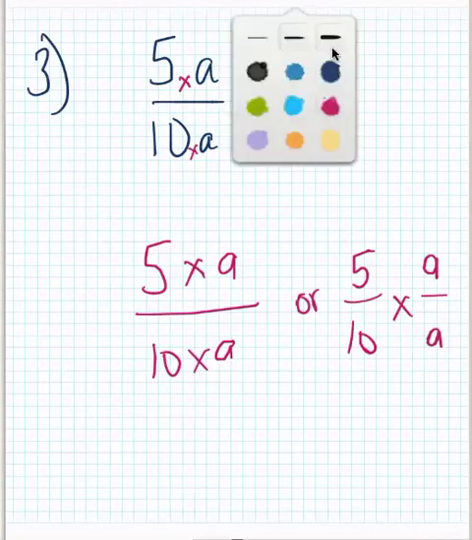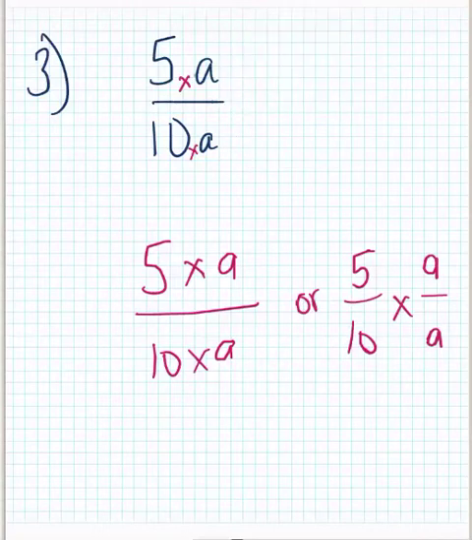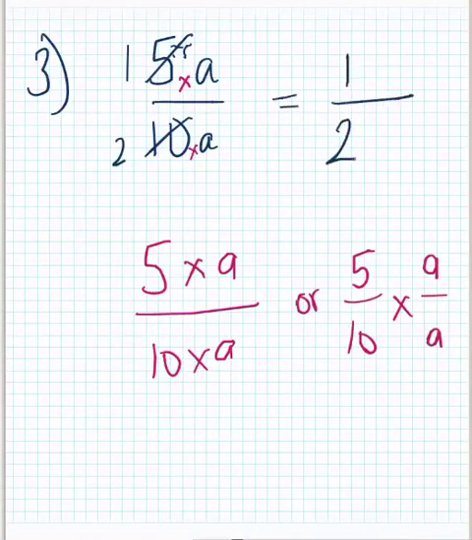Okay, so now to simplify this, we simply start with our numbers. So 5 and 10, what's the factor of 5 and 10? The highest factor I can think of is 5. So 5 divided by 5 is 1. 10 divided by 5 is 2. So I'm left with, so far, 1 over 2.